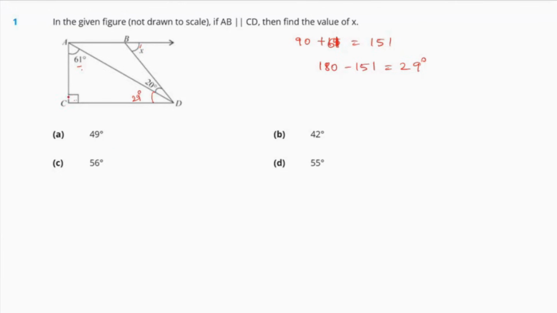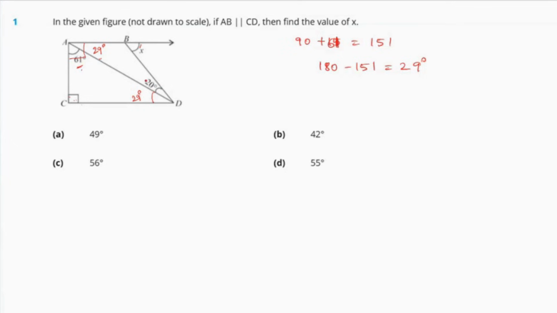Now, this angle is 90 degrees, and this angle is 20 degrees, which is already given to us. Correct. If this angle is 90 degrees, then this entire angle also needs to be 90 degrees, since these two lines are parallel and the sum of the co-interior angles should be equal to 180 degrees. So if this is 90, then this entire angle should be 90 degrees, and this part is 61. So this part we can easily figure out. If we subtract 61 from 90, we get 29 degrees. So this angle also needs to be 29 degrees.